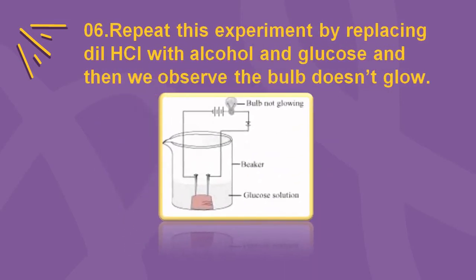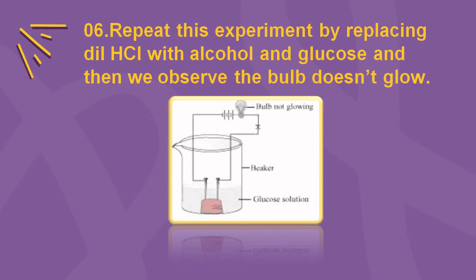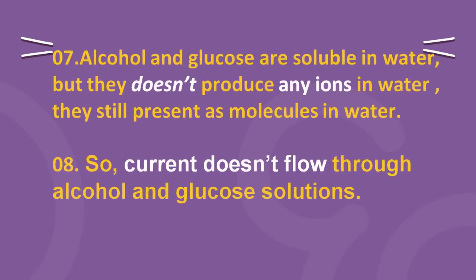Repeat this experiment by replacing dilute hydrochloric acid with alcohol as well as glucose, and then we observe that the bulb does not glow. Alcohol and glucose are soluble in water, but they do not produce any ions in water. They are still present as molecules in water. So, current does not flow through alcohol and glucose solutions.